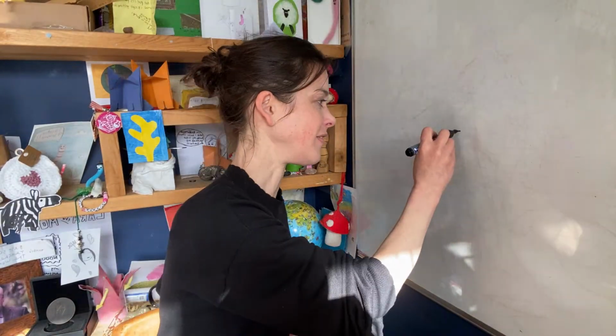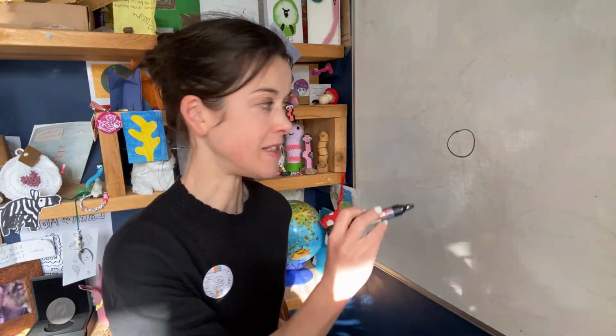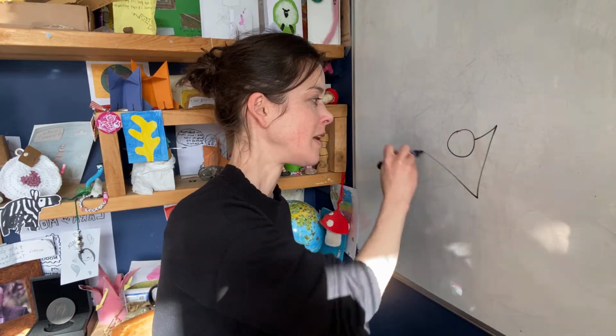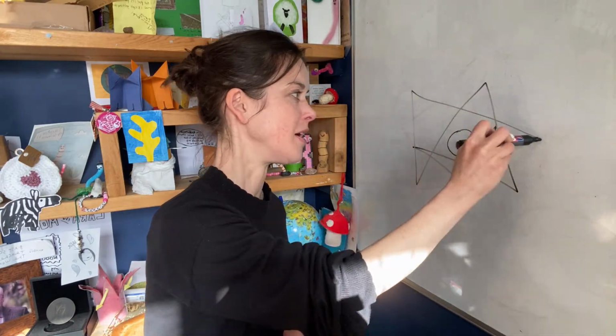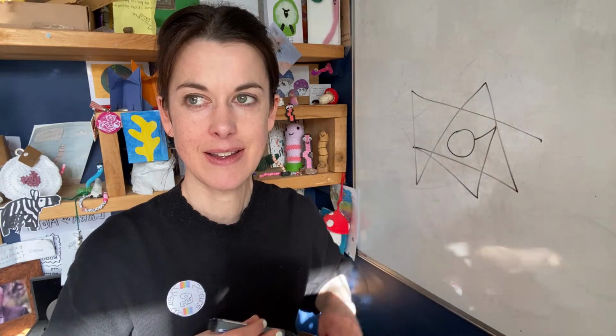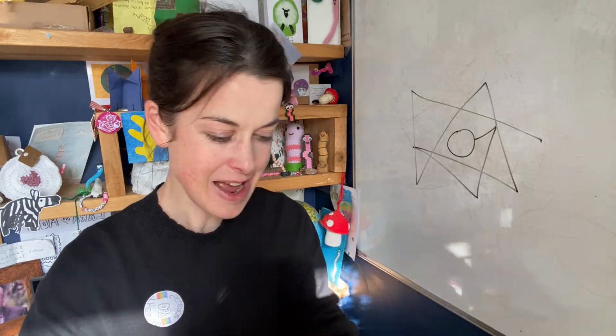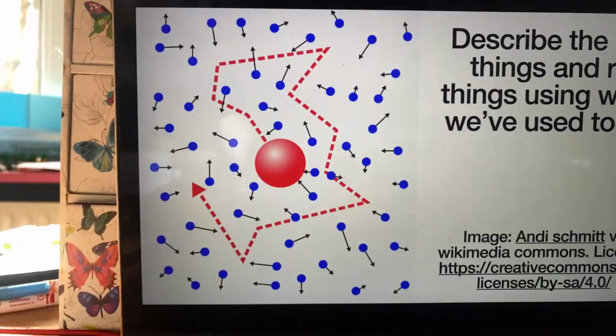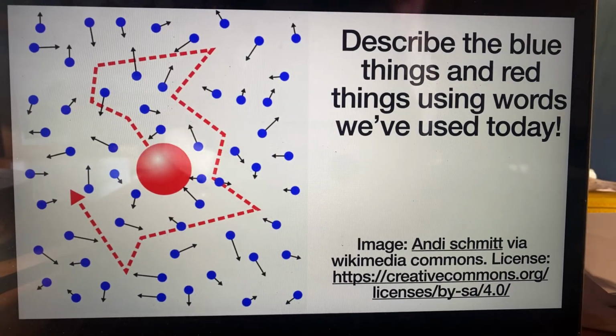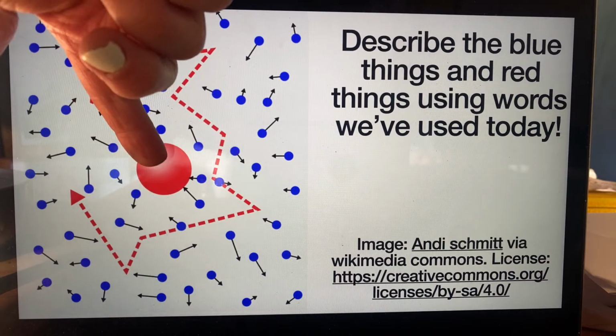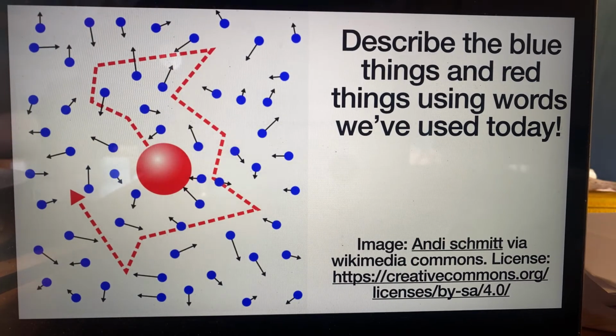Where was I? Oh yeah, Brownian motion is the name for, let's be very careful here, Brownian motion is the name for this random zigzag motion that you observe when... well, actually, no, this is the spoiler for the next question. Go on, you describe these particles for me, please, using the words that we've used today. How would you describe this red particle using some of the words that we looked at in the first activity? And how would you describe the blue particles?